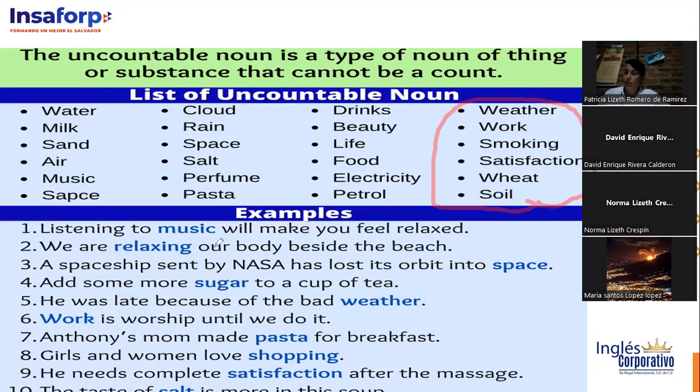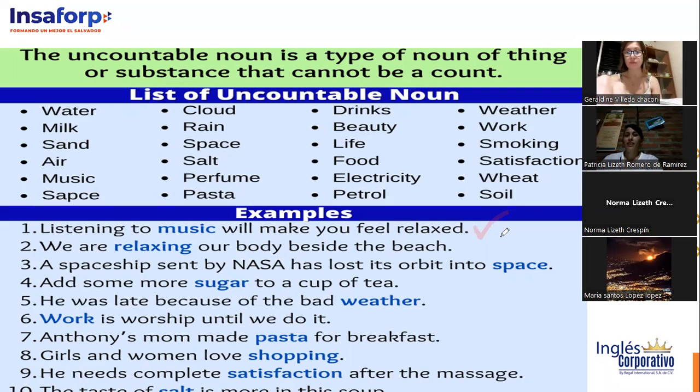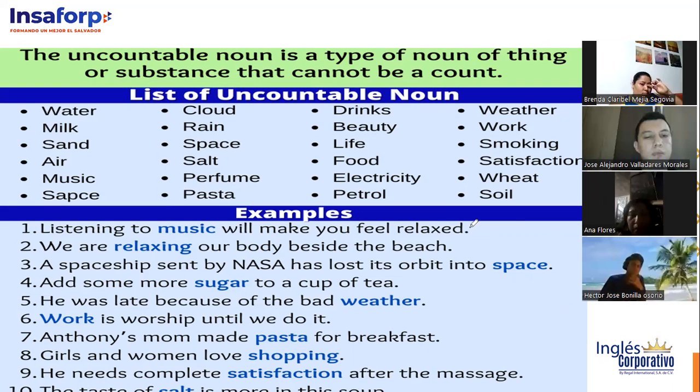Okay, you have the first one. David, can you please read the first one for uncountables? Listening to the music will make you feel relaxed. Thank you. Norma, read the next one, number two. We are relaxing our body beside the beach. The beach. Okay, Alejandro, next.